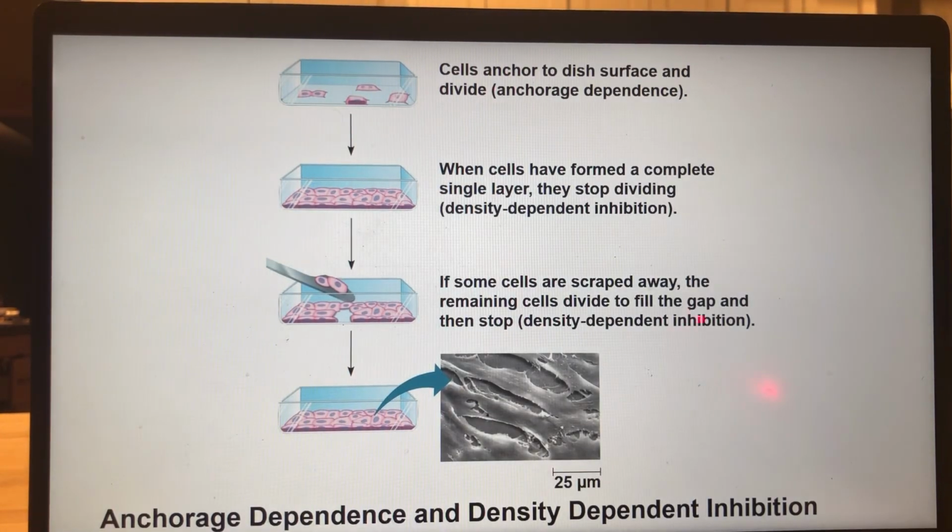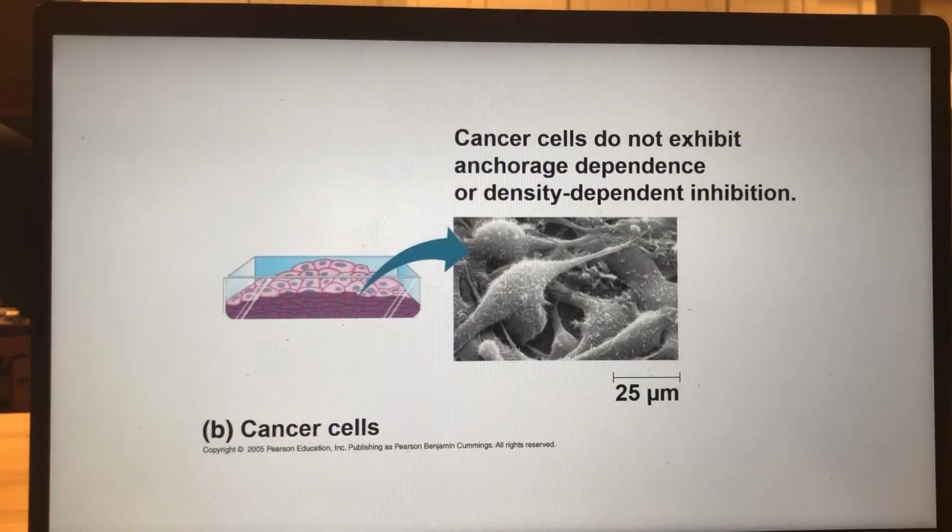This is showing you the difference. Normal cells have to anchor to the actual petri dish, and so they'll just form a single layer. If you took two of them off, that would inspire new cells to fill in this gap. But they're not going to go on top of each other. That is an example of density dependence and anchorage dependence. Cancer cells, on the other hand, do not care that they're attached to the bottom of the petri dish, and they are not density dependent, and they will literally grow on top of each other.